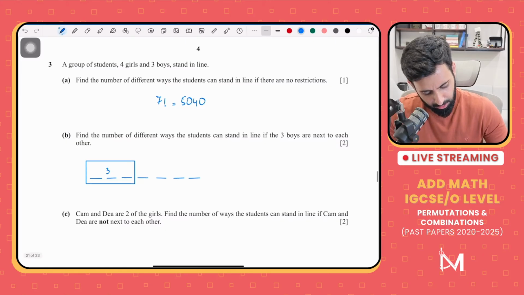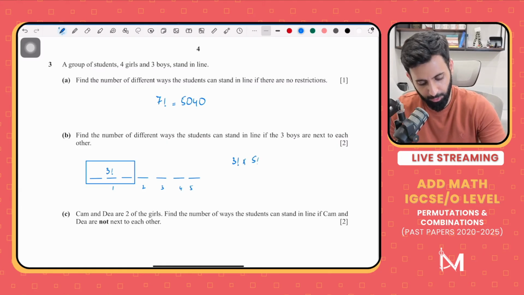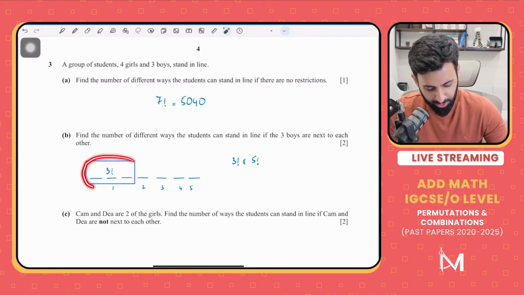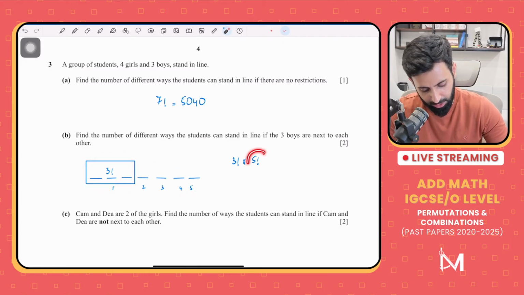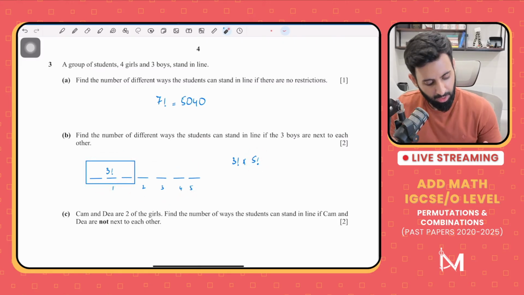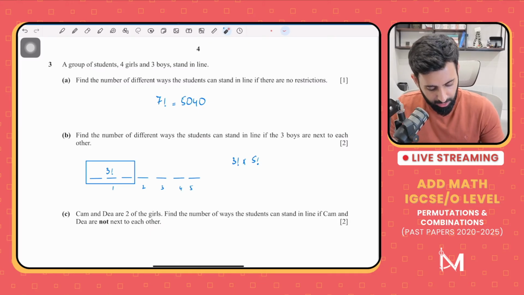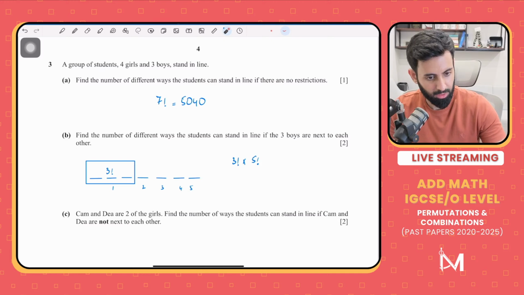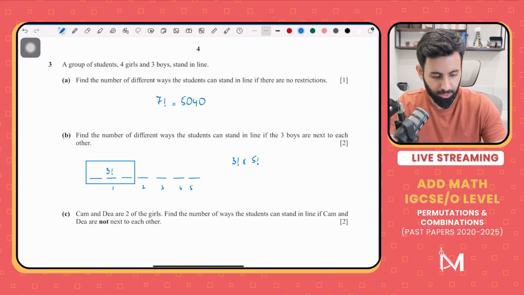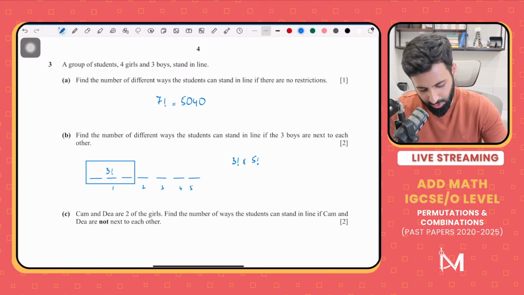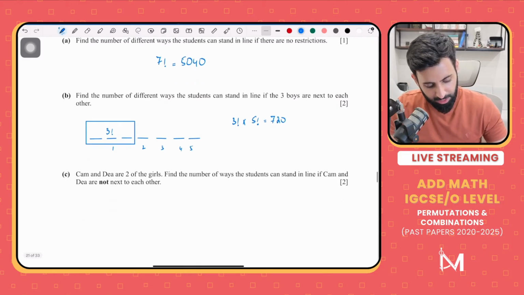So 3 factorial, and then 1, 2, 3, 4, 5. So 3 factorial, and then 5 factorial for these boys as a unit. They can be anywhere, and the remaining 4 girls. So this 5 factorial is for all the boys standing together and the remaining 4 girls, who can shuffle because we have to take into account how they can be arranged. So 3 factorial into 5 factorial is equal to 720. There we go.